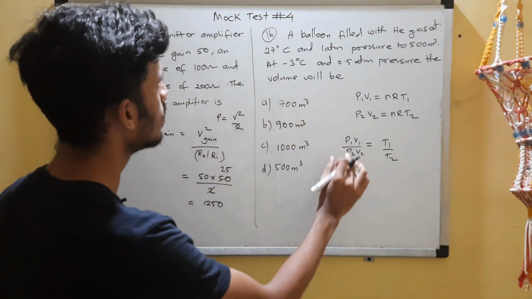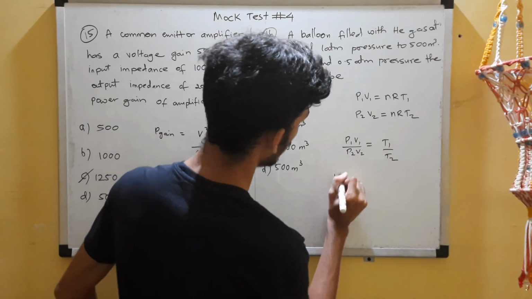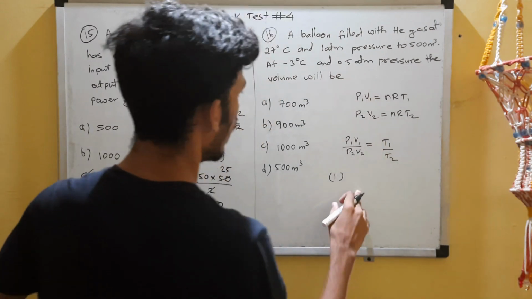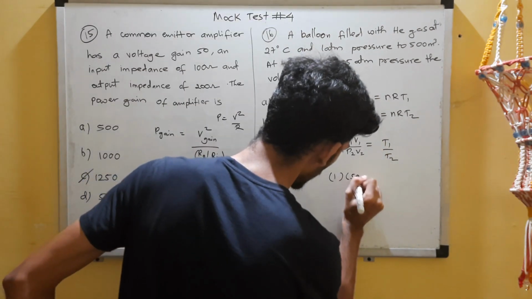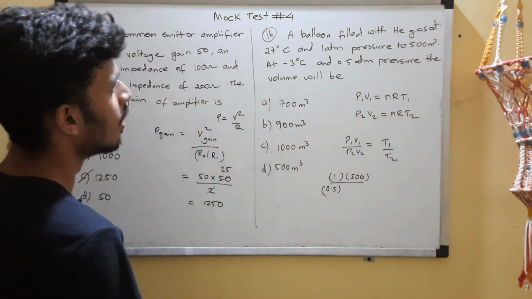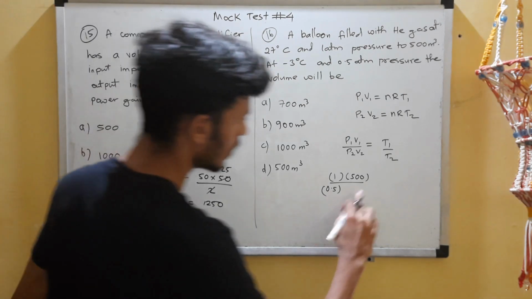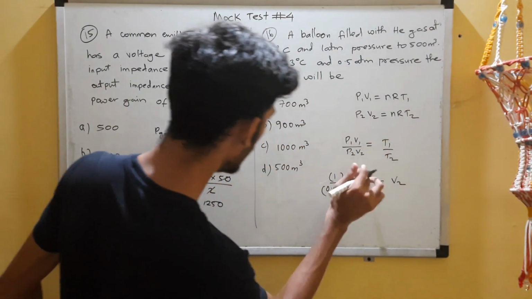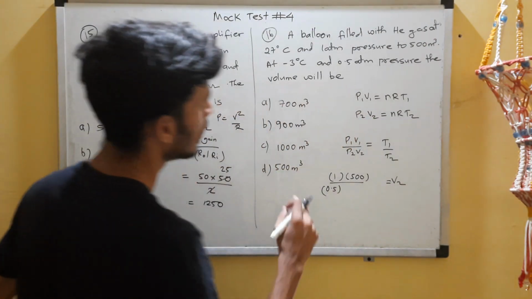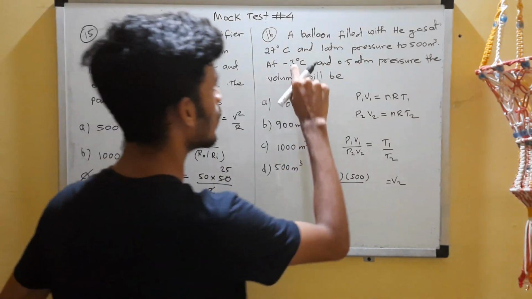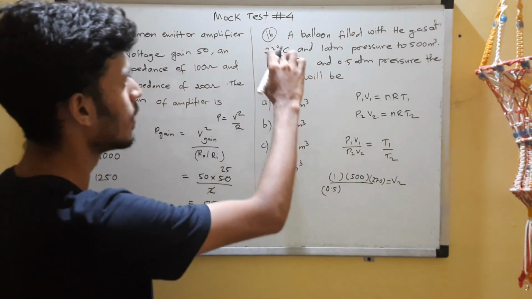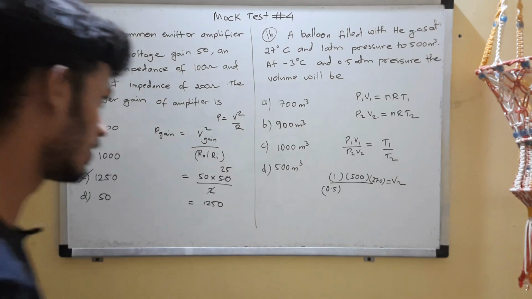Okay, so let's substitute now. P1, the pressure in the first case, is 1 atmosphere. I'll not change the units, everything is in the ratio, it will cancel. V1, volume in the first case, 500 meter cube. P2, pressure in the second case, 0.5 atmosphere. And then V2 we are supposed to find, we'll send it to the other side, and this will become T2 by T1. T2 is the temperature in the second case, place it in kelvins. So this plus 273, that is 270, divided by T1. Temperature in the first case is 27, so that is 300.